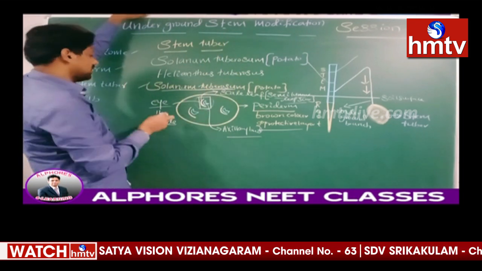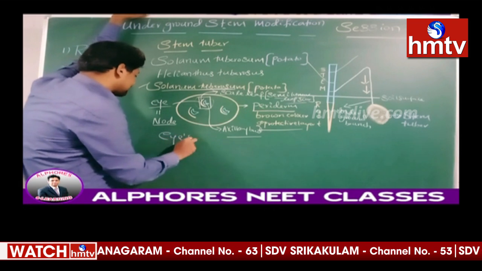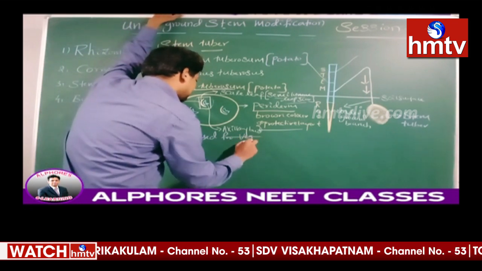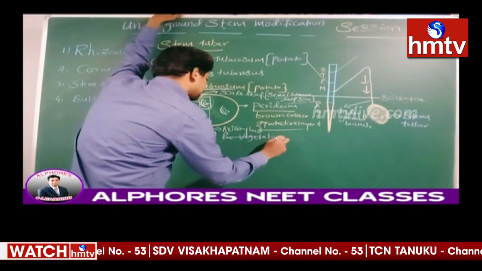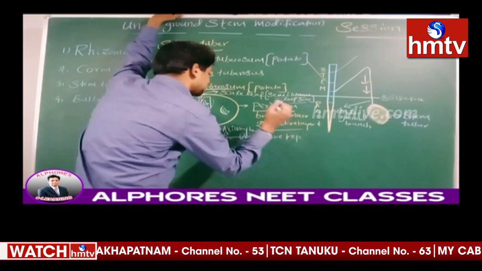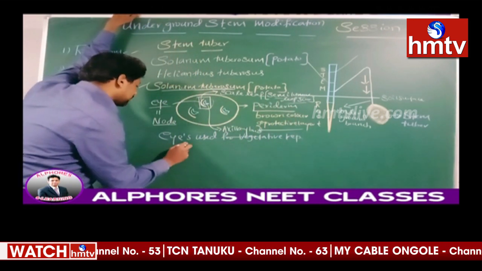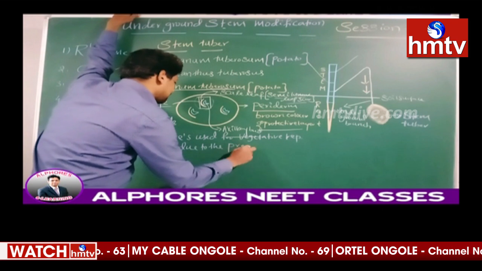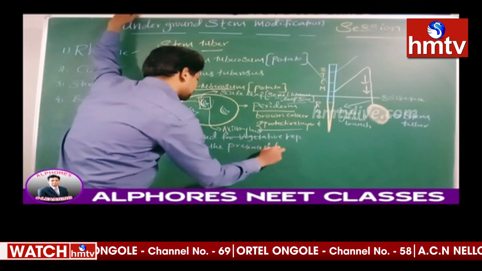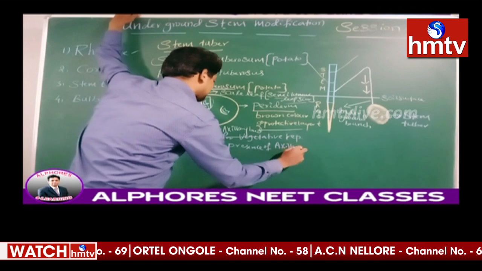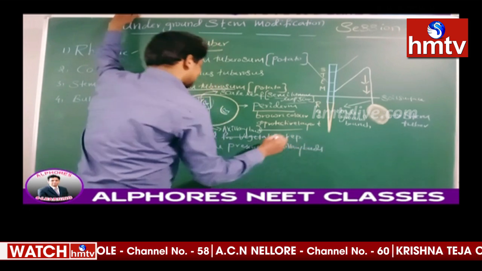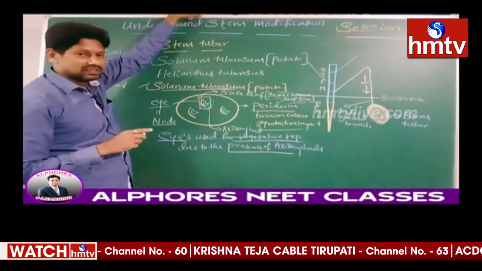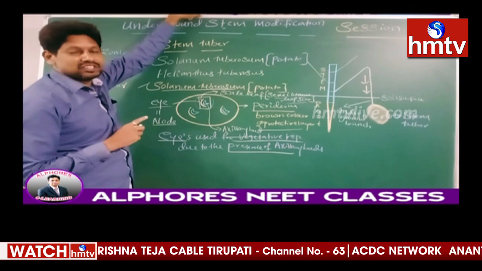Is this statement okay? Right. Therefore, eyes are used for vegetative propagation or vegetative reproduction. Why? Due to the presence of which buds, sir? Axillary buds. Eyes are used for vegetative propagation due to the presence of axillary buds.